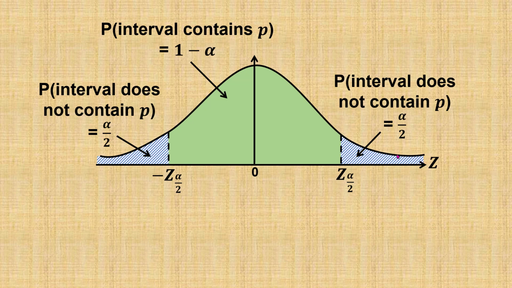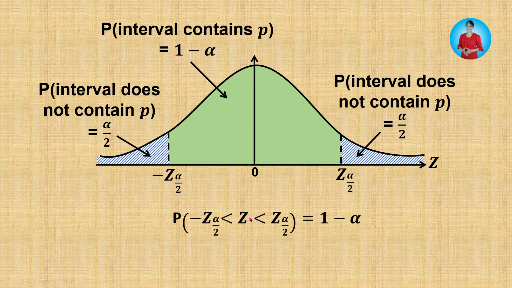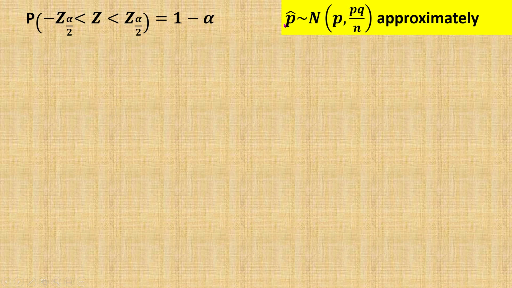From the previous video, we know that this shaded region is the probability of error where the interval produced does not include the population parameter, which is alpha over 2. And this is the probability where the interval produced contains the population parameter, which is 1 minus alpha. From this diagram, we know that the interval is z greater than negative z alpha over 2 and less than z alpha over 2. And since we know that the distribution of the sample proportion is approximately normal under the central limit theorem when n is sufficiently large, where the mean is the population proportion p and the variance is pq divided by sample size n.